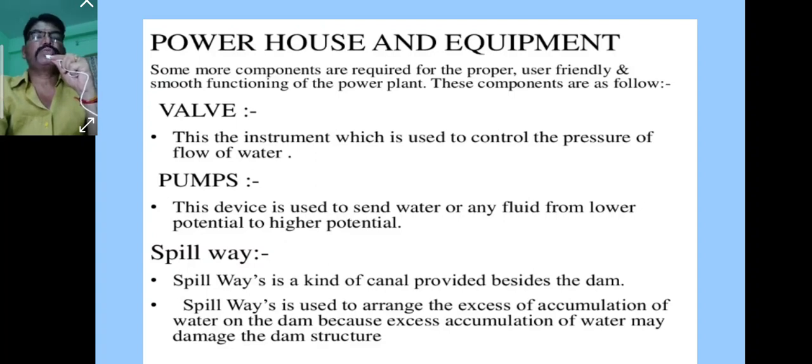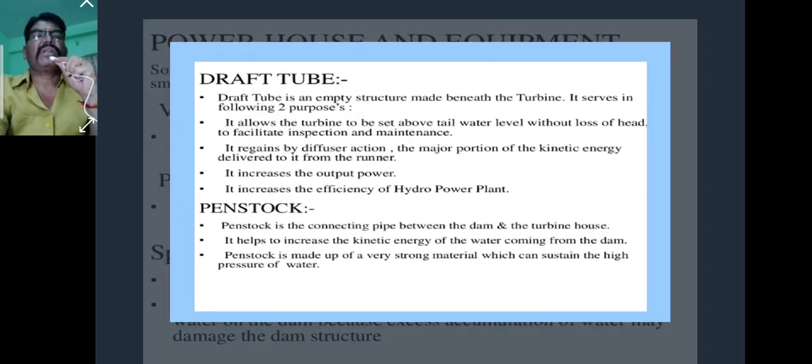Now the next, spillway. Spillway is a kind of canal provided beside the dam. Spillway is used to discharge the excess accumulation of water on the dam, because excess accumulation of water may damage the dam structure.